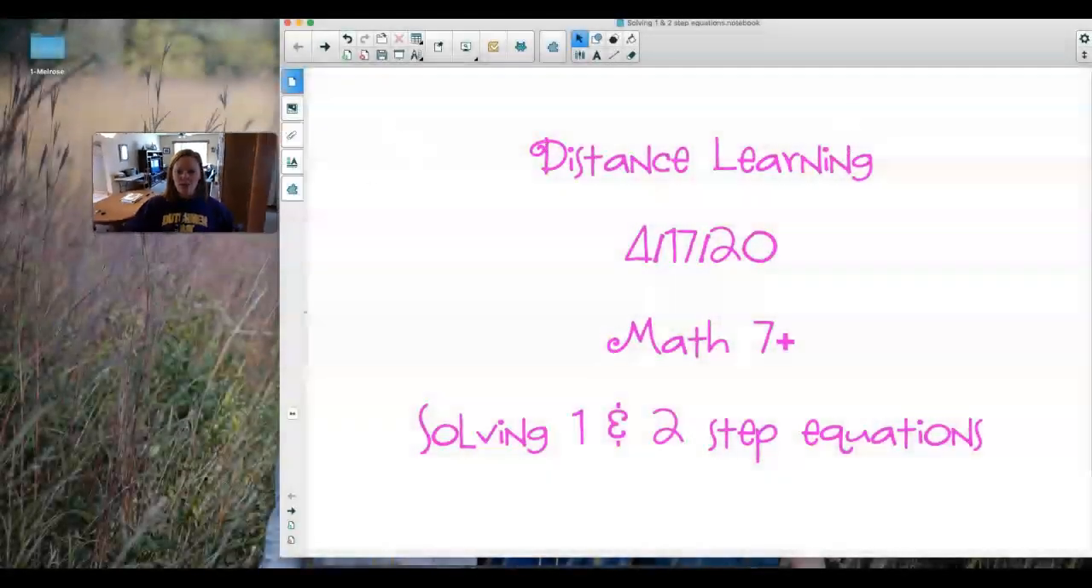So here we go. It is the 17th of April already, so we're halfway through the month, and hopefully the weather's starting to get nicer outside. I know that's going to make it a little bit harder to actually make sure and get your work done. But if you get it done first thing in the morning, you have the rest of the day to enjoy the nice outdoor weather.